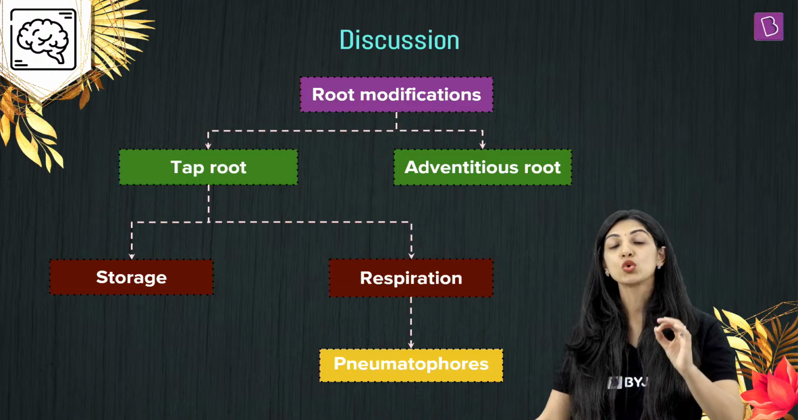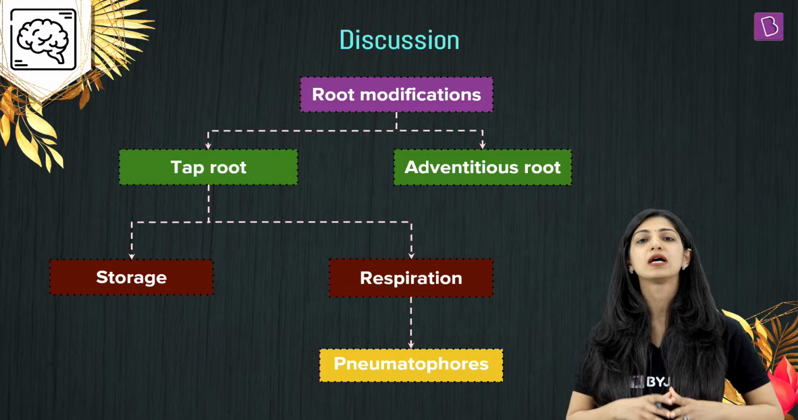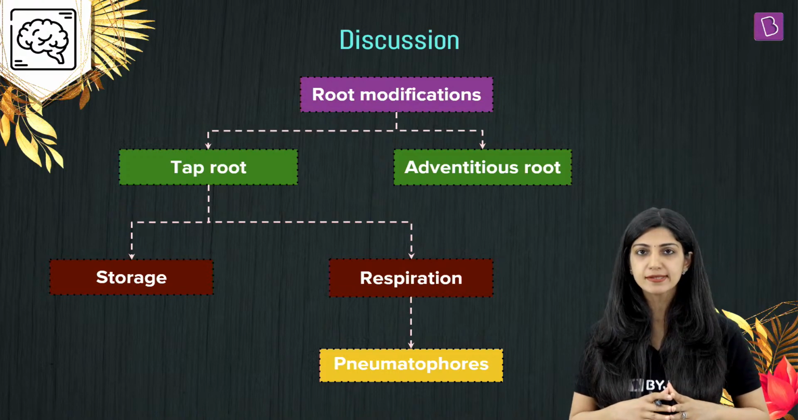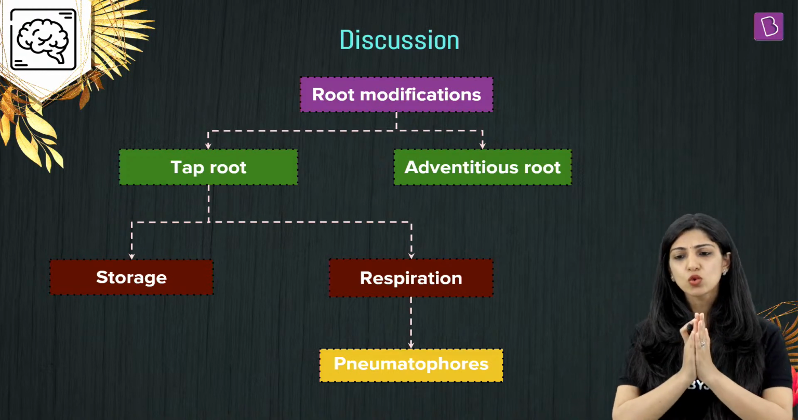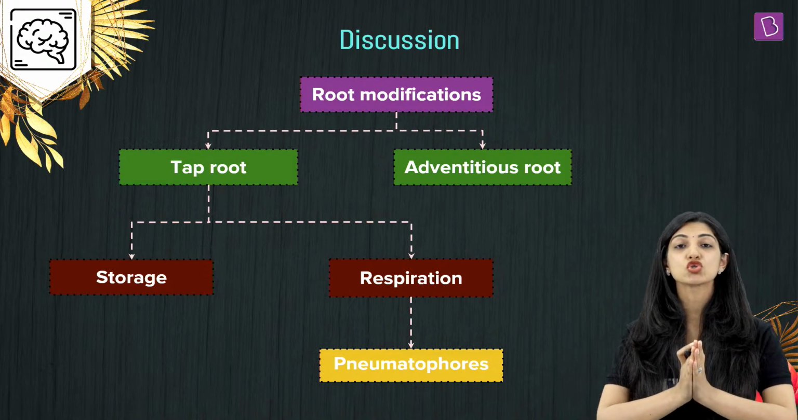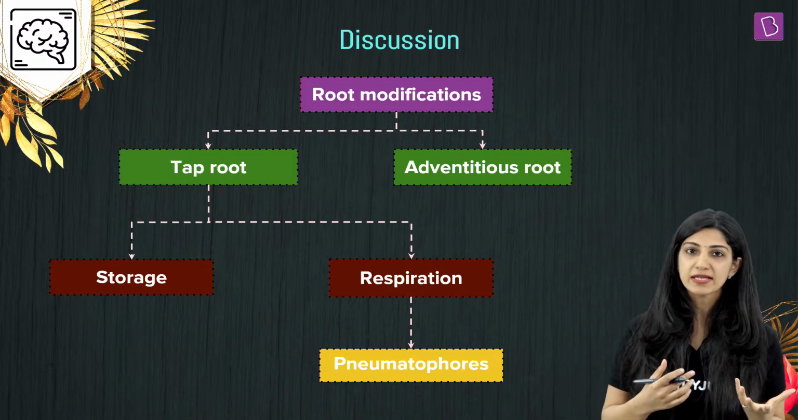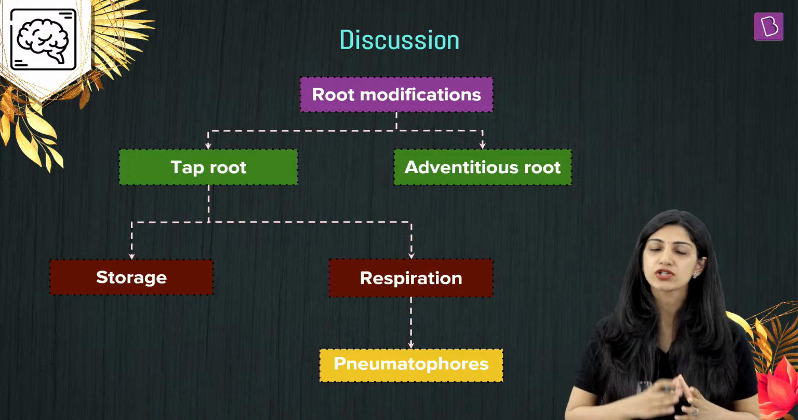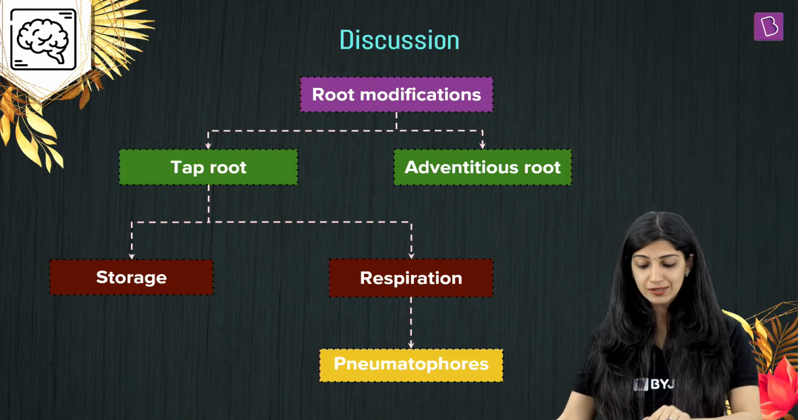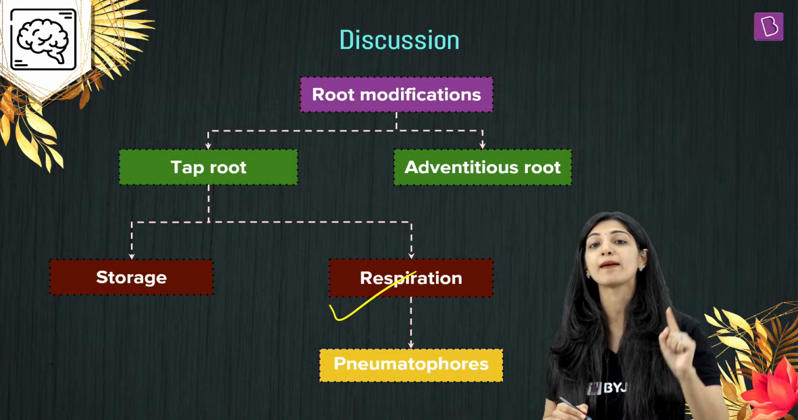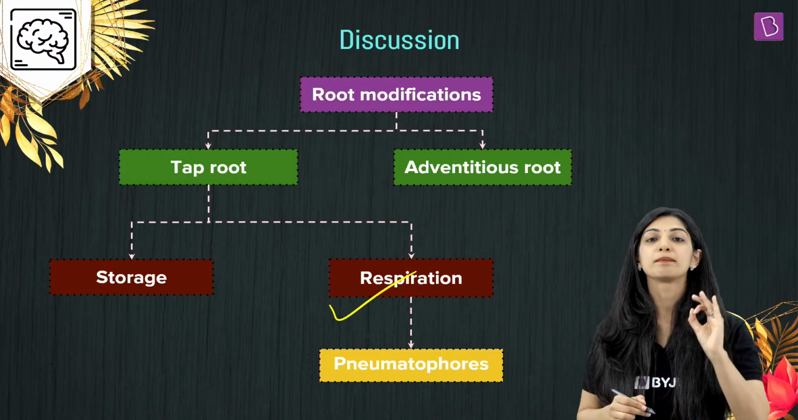Second thing, root modifications. If we talk about the major modifications of root, children, then it is of two types. Taproot and adventitious root. In both roots, the root definitely gets modified to store food. Okay, so they are called storage roots. They are there in taproot also, right? And in adventitious root also. The modification that I want you to look at today is the respiratory modification of taproot. Respiratory or breathing roots, please write it down.